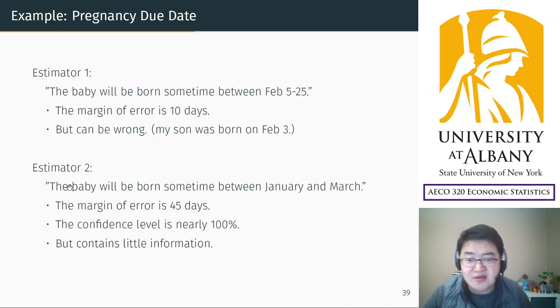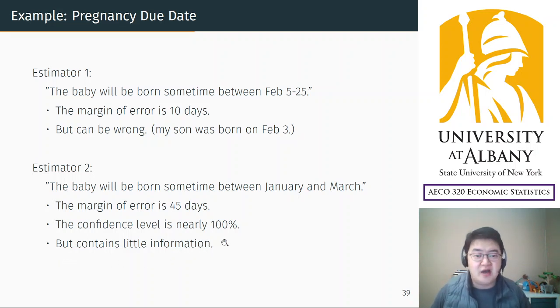However, now think about this. When I say the baby will be born between January and March, the margin of error is 45 days, which is near infinity. It's just anytime. So the confidence level is nearly 100%. It's very difficult to be wrong, right? In this sense, it's good. The confidence level itself is good because it's very high. However, it contains no information.